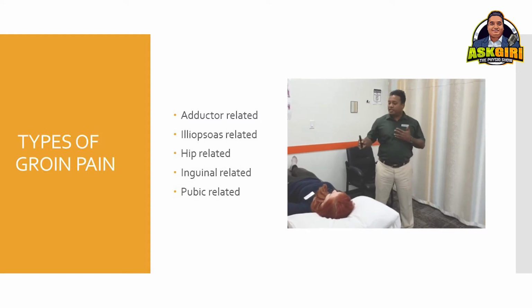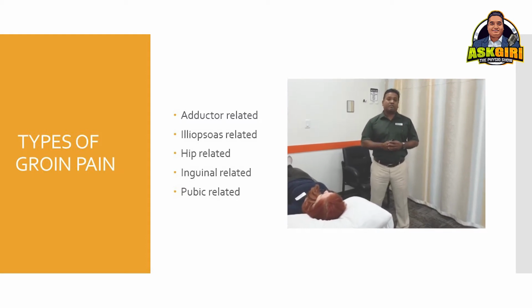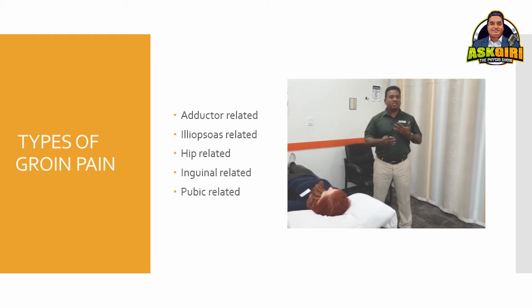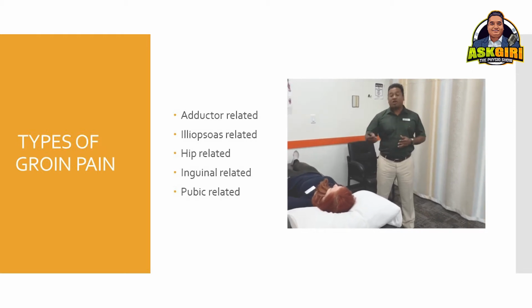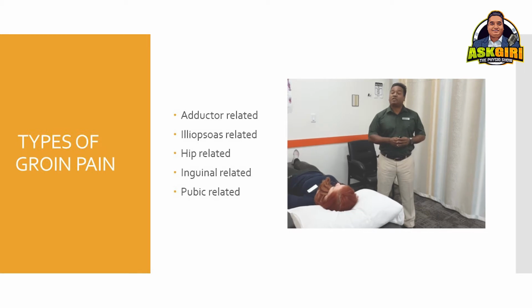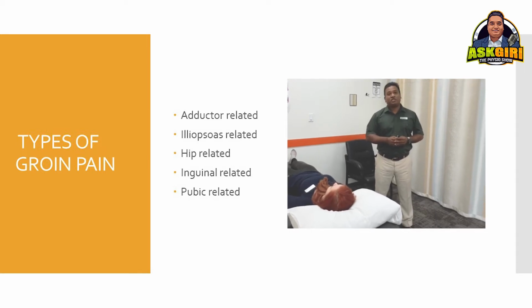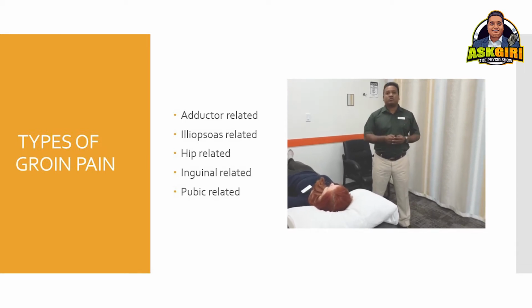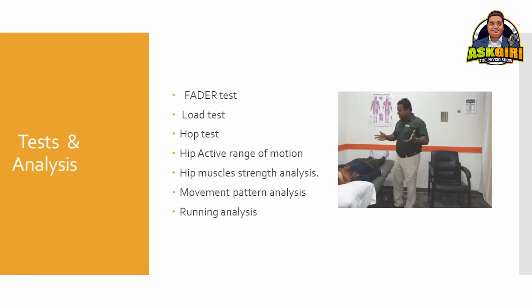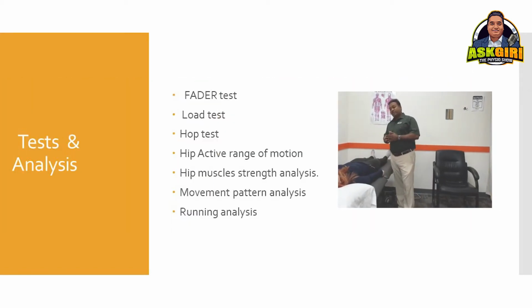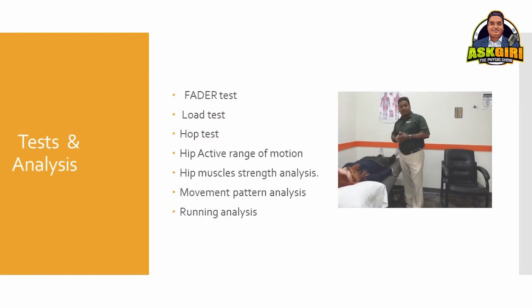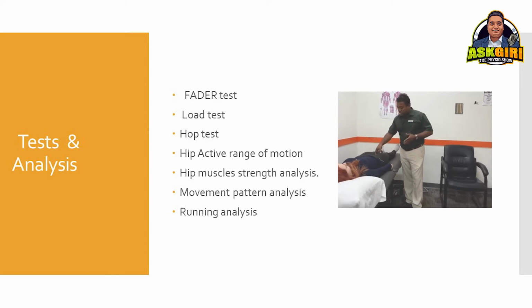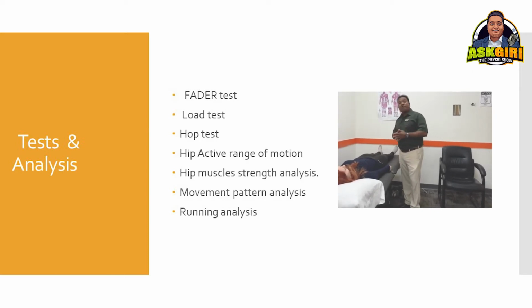So we're going to see a couple of tests here and see what is affected and how. Our model here, Kaila, my lovely physiotherapy assistant, is helping me show you a couple of tests to quickly identify what's happening. The first test is to see if there is any strain to the hip adductor muscles, which are here. We're going to do a test called the FADER test.